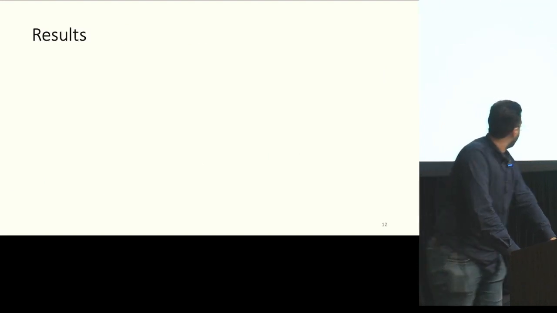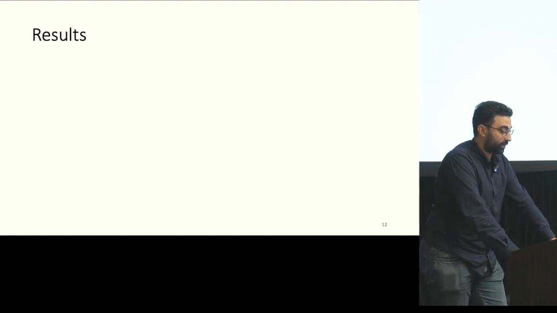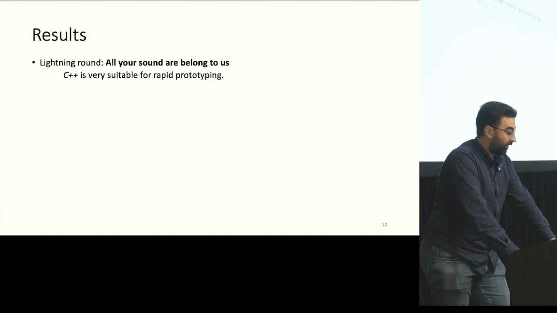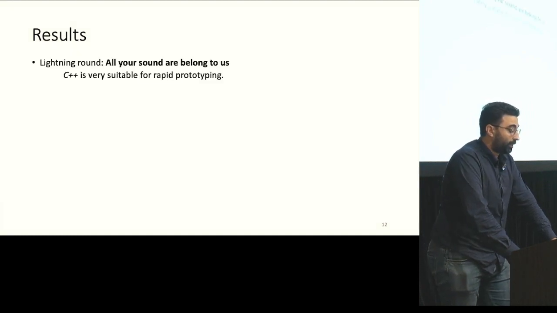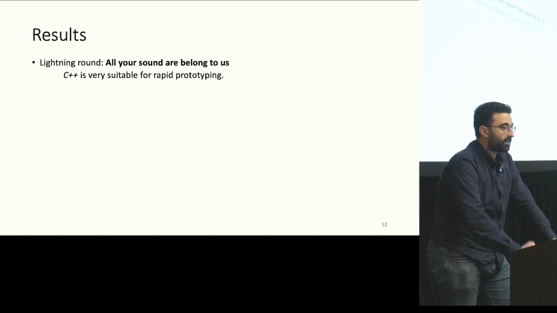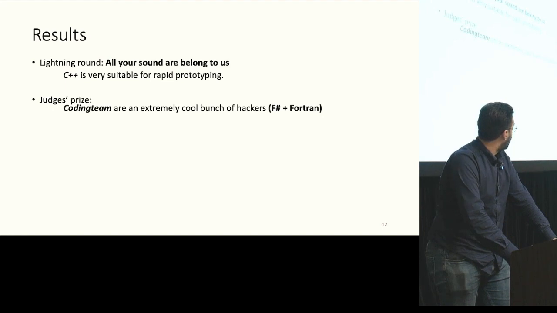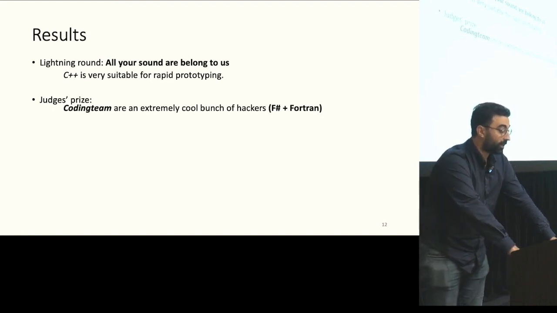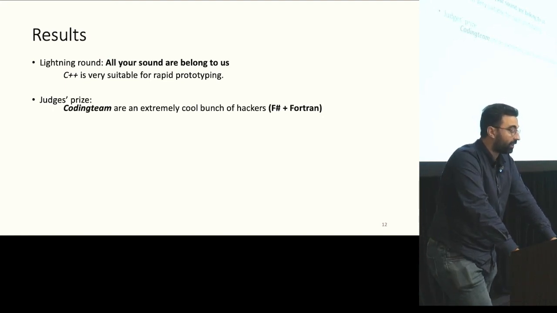Okay, now to the interesting part, the results of the contest. So the first part is the winner of a lightning round, which is a team called All Your Sound That Belong to Us, and that stated that C++ is very suitable for rapid prototyping. All views expressed here are not mine, but just a result of a contest. As a judge's prize, we had a team called Coding Team, which are an extremely cool bunch of hackers, and decided to submit their solution in a mix of F# and Fortran.